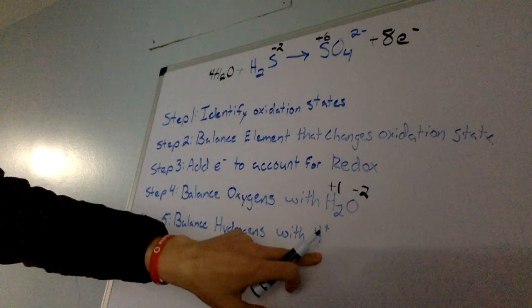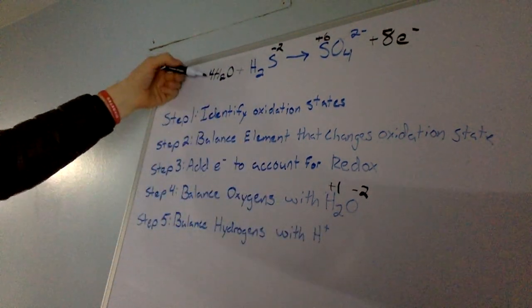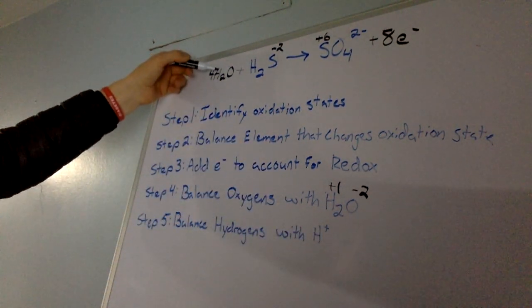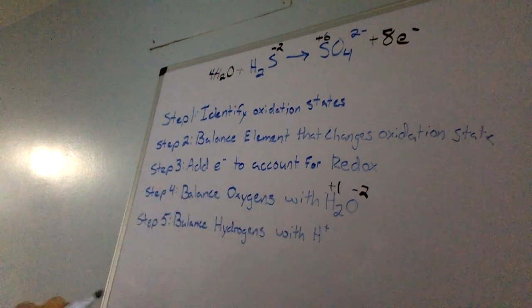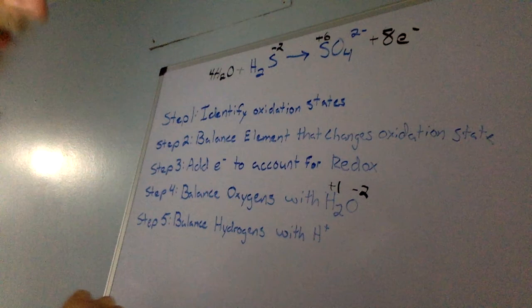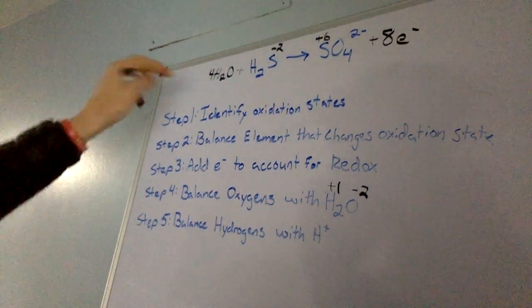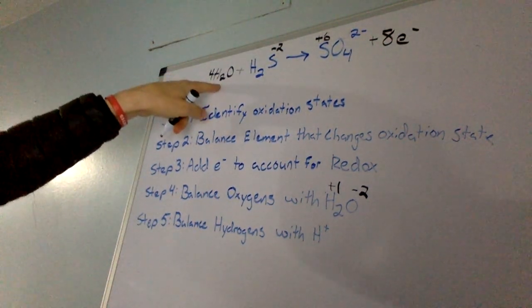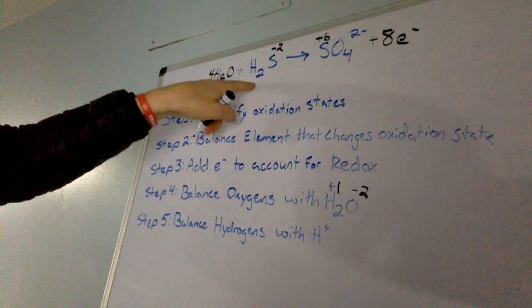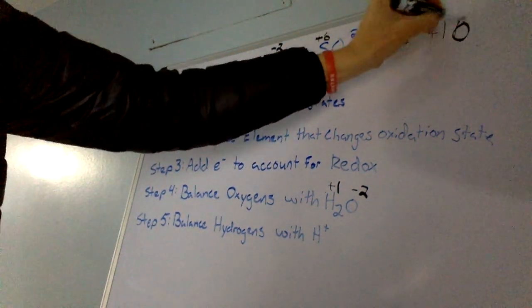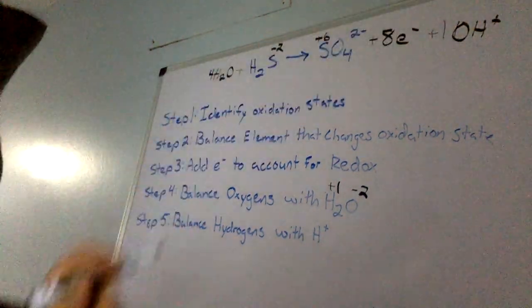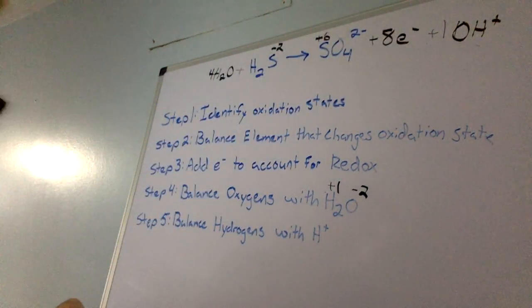Again, the reason is because when we balanced it using water, hydrogen was a +1. I need to keep that +1 down here on the other side. So when I use H+ on the right-hand side, I see I have 4 times 2, that's 8 hydrogens, plus these 2. That means that I'm going to have 10 H+ ions over on the right-hand side.